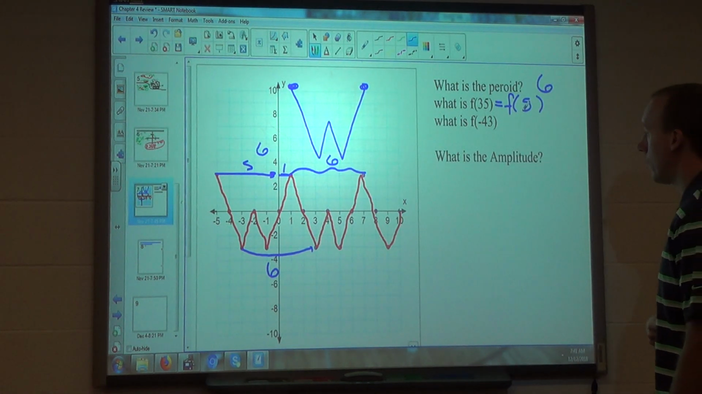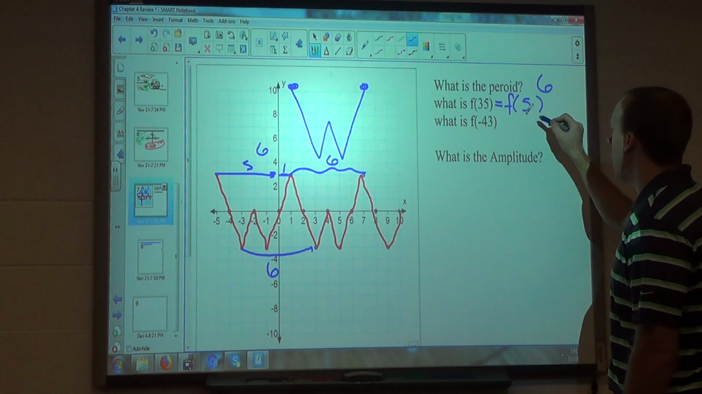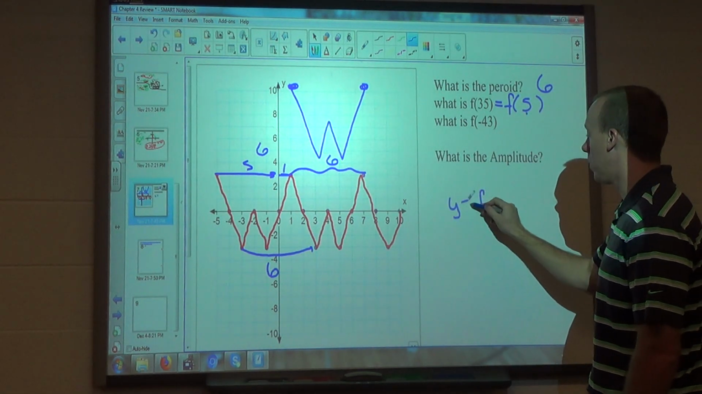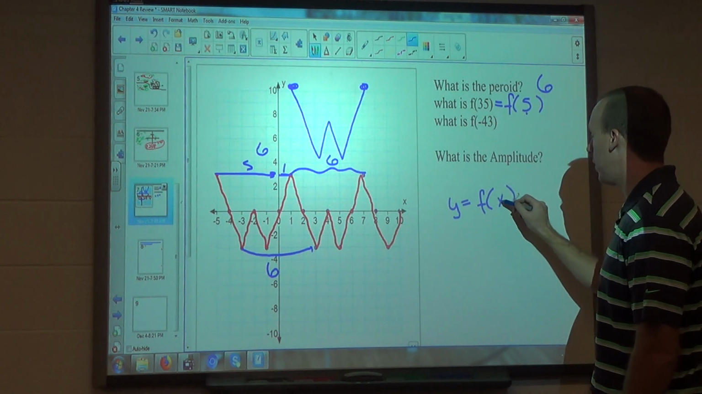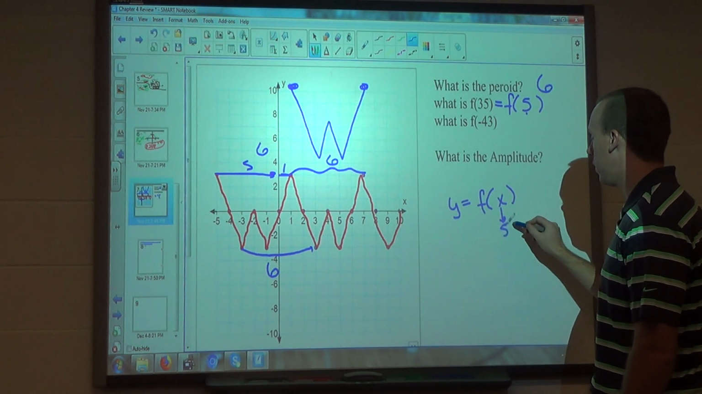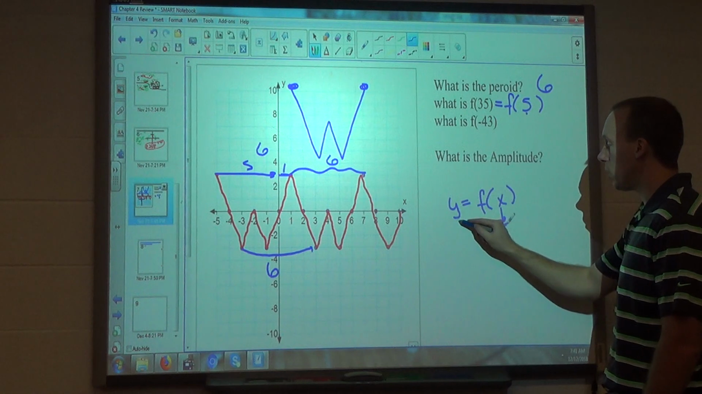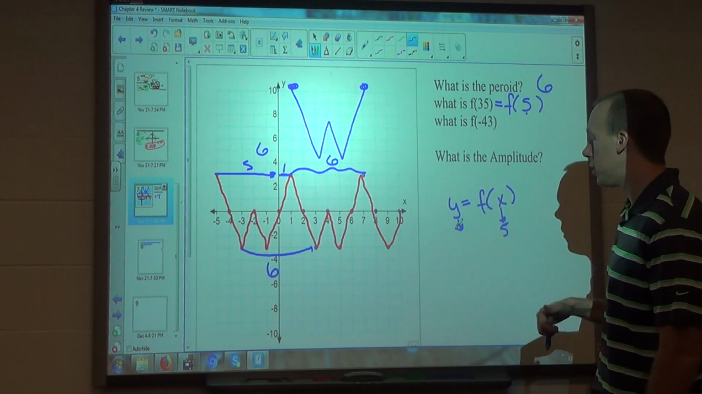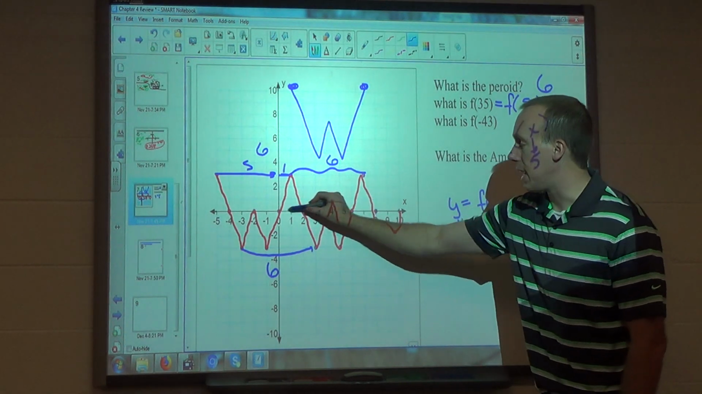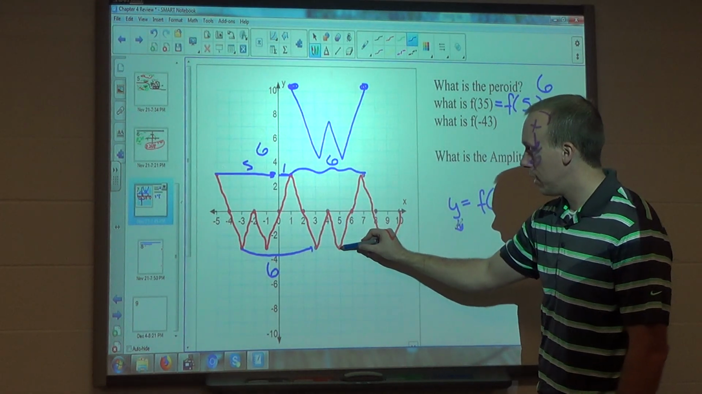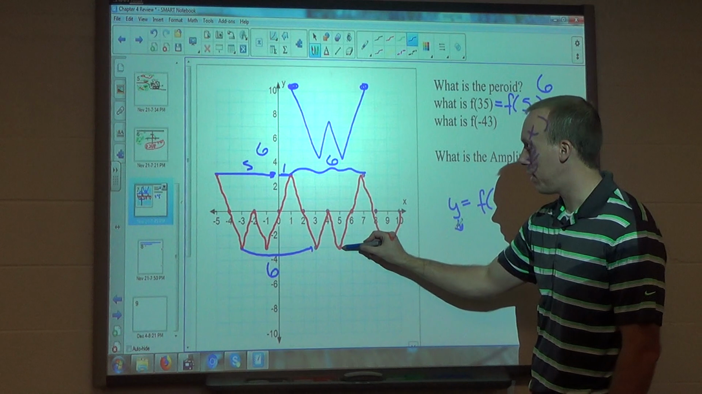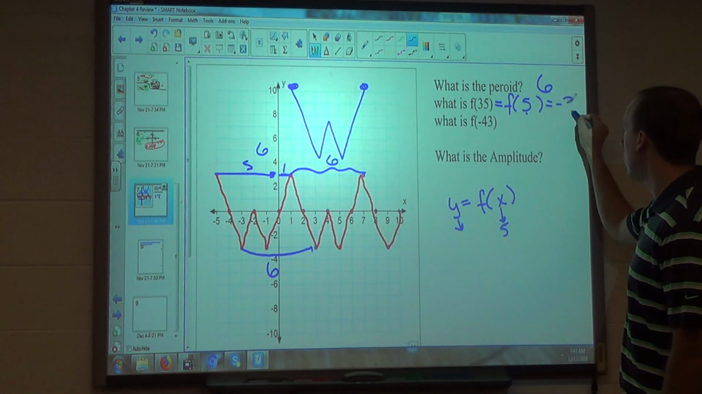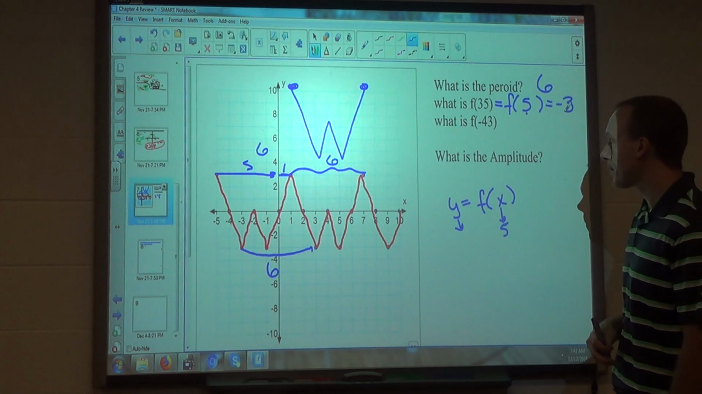I'd have 5 leftovers. Okay, but now since I know f of 5, normally it's y equals f of x, but instead of an x, I'm finding the 5 spot on the x-axis, which means when I'm looking for my answer, I'm looking for my y value or my height. So at 5 on the x-axis, what is the height? If you go down here to the height, it is at -3. So my answer here would be -3 for the height.